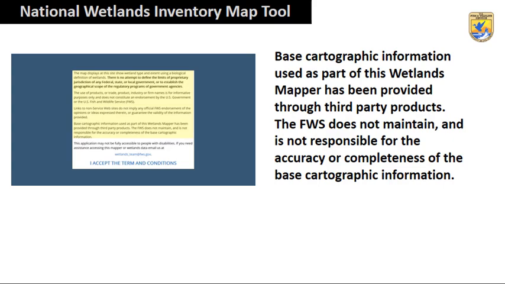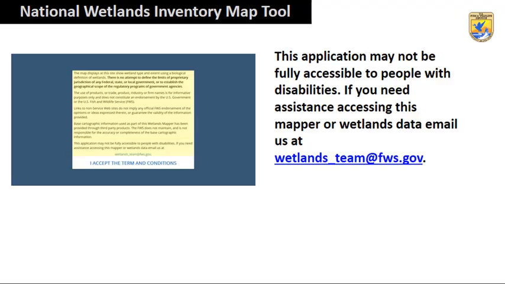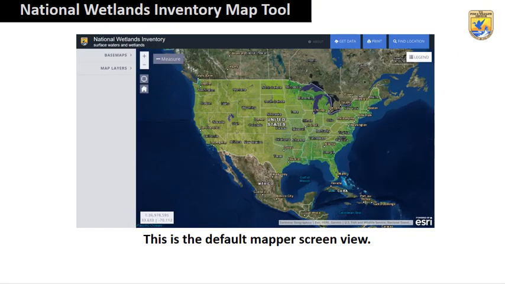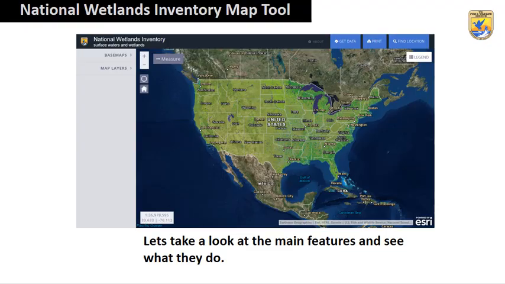Base cartographic information used as part of this Wetlands Mapper has been provided through third-party products. The Fish and Wildlife Service does not maintain and is not responsible for the accuracy or completeness of the base cartographic information. This application may not be fully accessible to people with disabilities. If you need assistance accessing this mapper or wetlands data, email us at wetlands_team@fws.gov. Now, click on the I accept the terms and conditions link. This is the default mapper screen view. Let's take a look at the main features and see what they do.